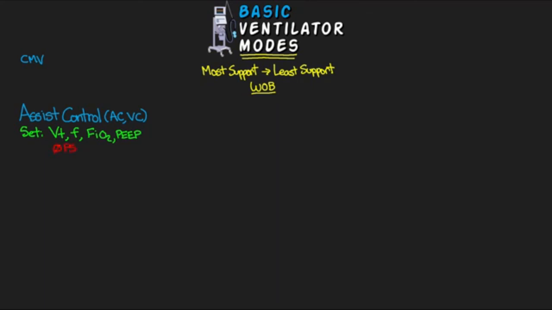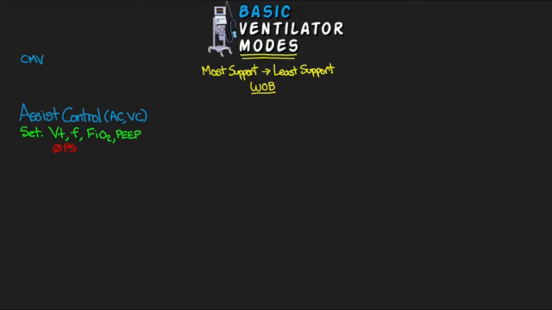So we know based on our tidal volume and our frequency that every so often we're going to give the patient a set volume of breath. So if we had a tidal volume of, let's say, 500 and a respiratory rate of 12, we know every 5 seconds we're going to give this patient a breath of 500 mLs. And this is essentially what CMV or control ventilation does.